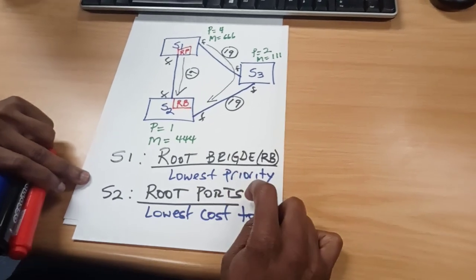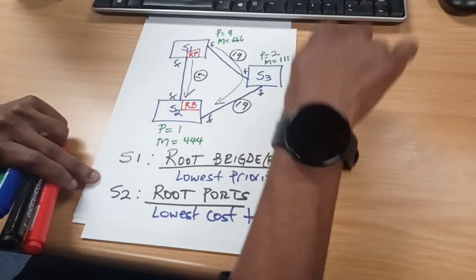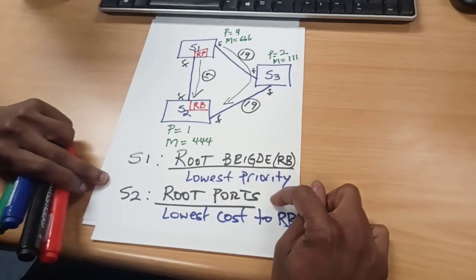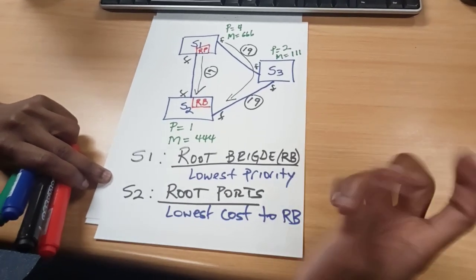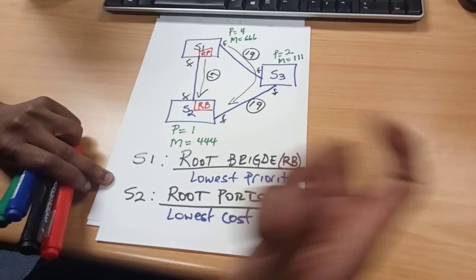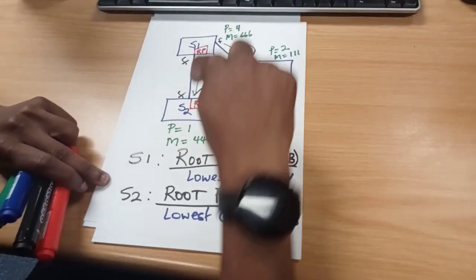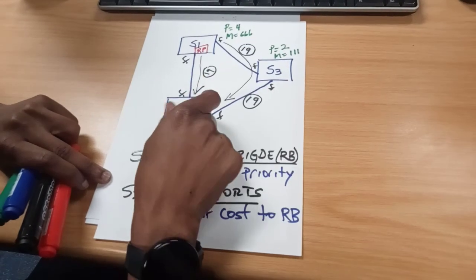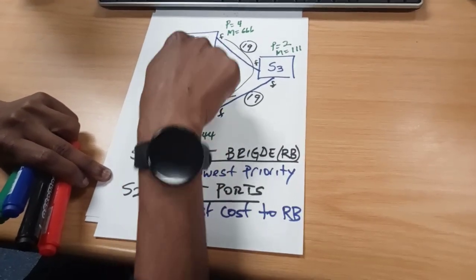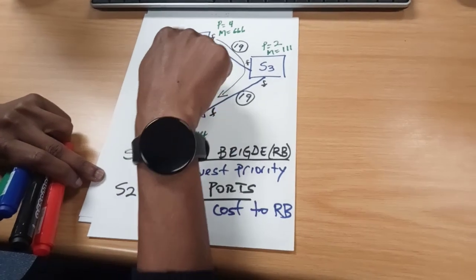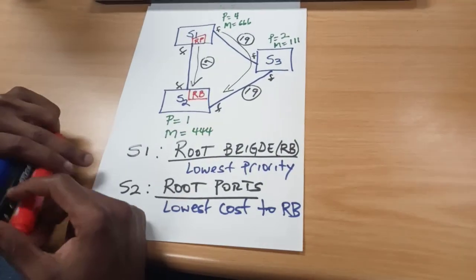You have to determine your root port. You go to every switch and check your root port. Root port means lowest cost to the root bridge. So from S1 to S2, there are 2 ways, but the easiest or shortest way is this one. So this port here will become the root port.